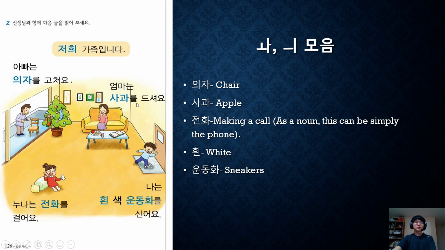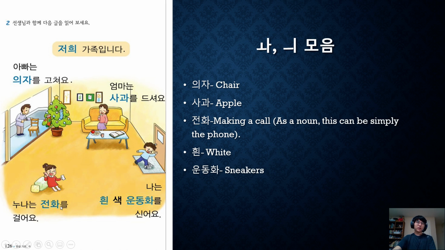엄마는 사과를 드셔요. Now what does this mean? My mom is helping herself to some apples. 엄마는 사과를 드셔요.